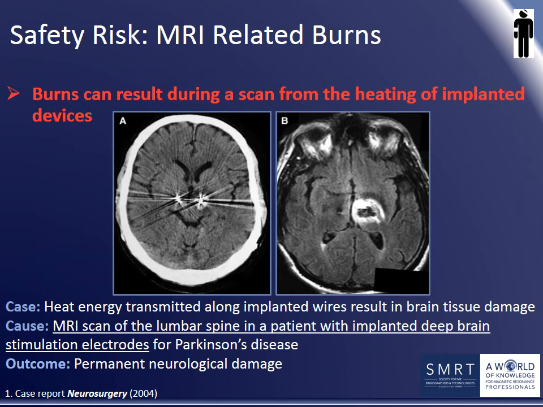So from this example, we have learned that instead of asking a patient, do you have a device or implant inside of you, it's better to ask, have you ever had an implant or device inside of you? Such a simple turn of phrase can make a big difference in MRI safety screening.